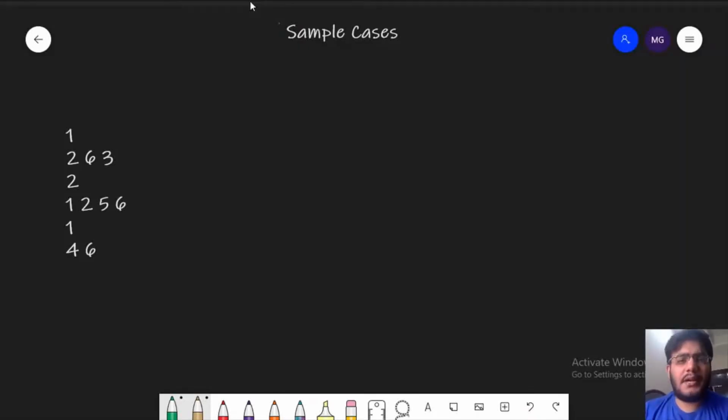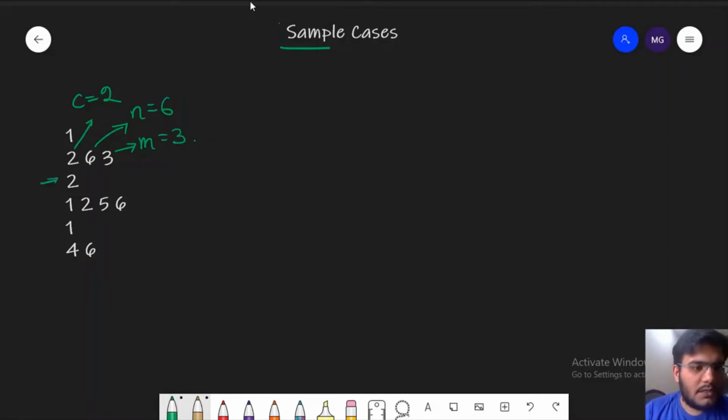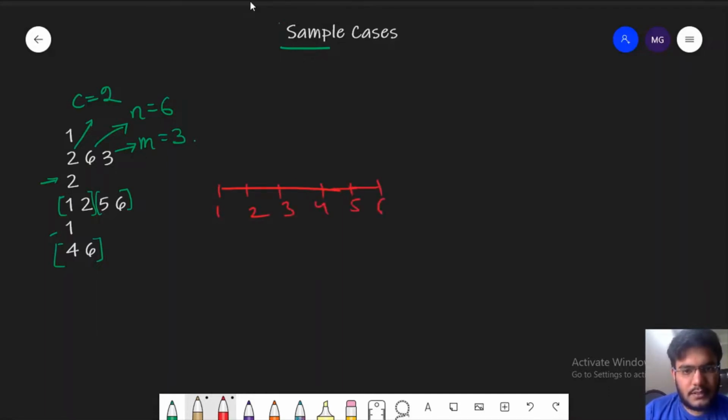So let us see what the sample test case has to say. This number 2 represents the number of clubs in this school. The number 6 represents the number of students in the school, and the number 3, which is M, represents the total number of colors available for the shirts. Now for the first club, the students involved range from 1 to 2 and then from 5 to 6. And for the second club, the students range from 4 to 6. So these are the students 2, 5 and 6.